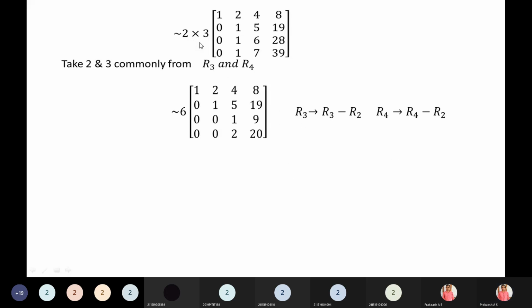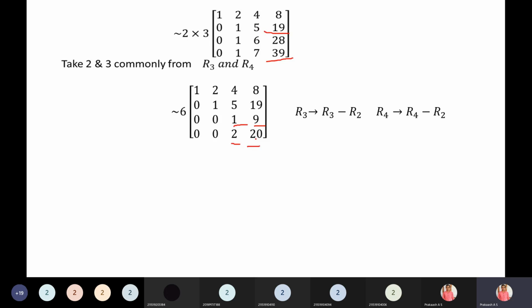Now it is 2 into 3, it is 6. Next, I want to make this element 0, this element 0. So make R3 is R3 minus R2, R4 is R4 minus R2, so that we get this thing is 0. 6 minus 5 it is 1, and 28 minus 19 it is 9, and 7 minus 5 it is 2, and 39 minus 19 it is 20.